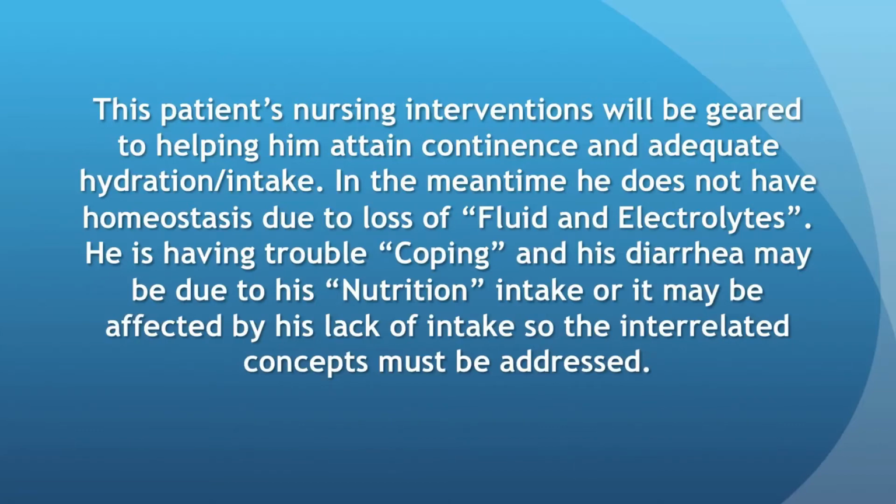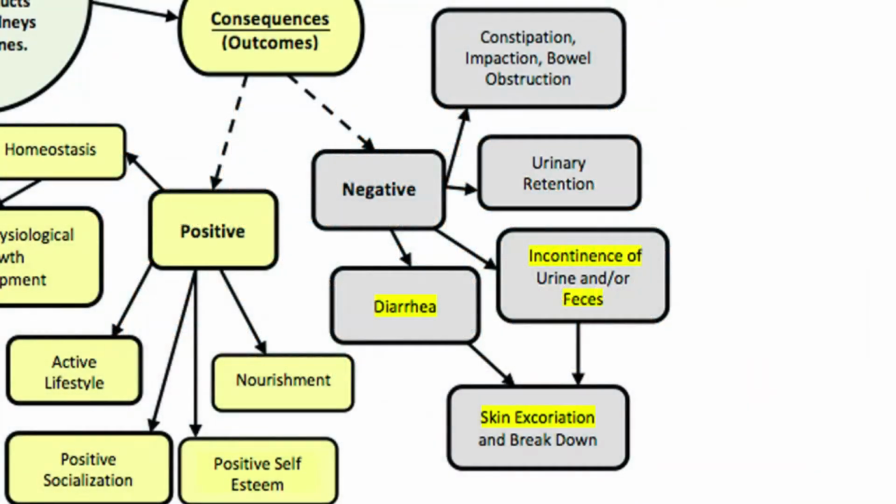In the meantime, he does not have homeostasis. So when we're assessing him, we would notice that there would be a homeostasis problem because he mentions the electrolyte problem. He is having trouble coping, and his diarrhea may be due to his nutritional intake. Or it may be affected by his lack of intake. Many times people will not take something in for fear that they will be incontinent. So the interrelated concepts would definitely be addressed when implementing nursing care. And so we would notice on this patient that he has incontinence of feces, skin excoriation, and diarrhea.